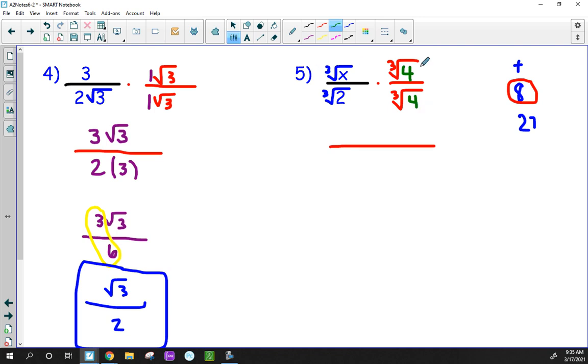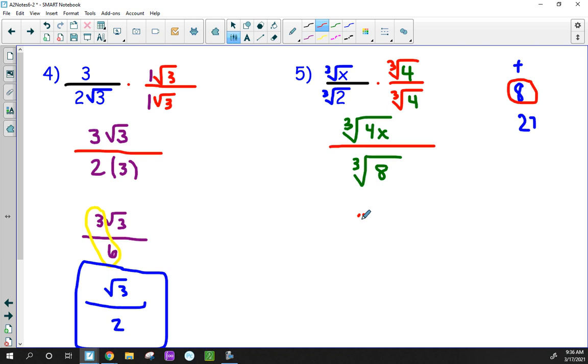Okay, we're going to go straight across. The cube root of x times the cube root of 4. Remember, you can multiply anything together. So you're going to get the cube root of x times 4, which is 4x. On the bottom, cube root of 2 times the cube root of 4 is the cube root of 2 times 4, and that is going to be 8, of course. And since 8 is a perfect cube, it's in the list, this one's going to simplify nicely.